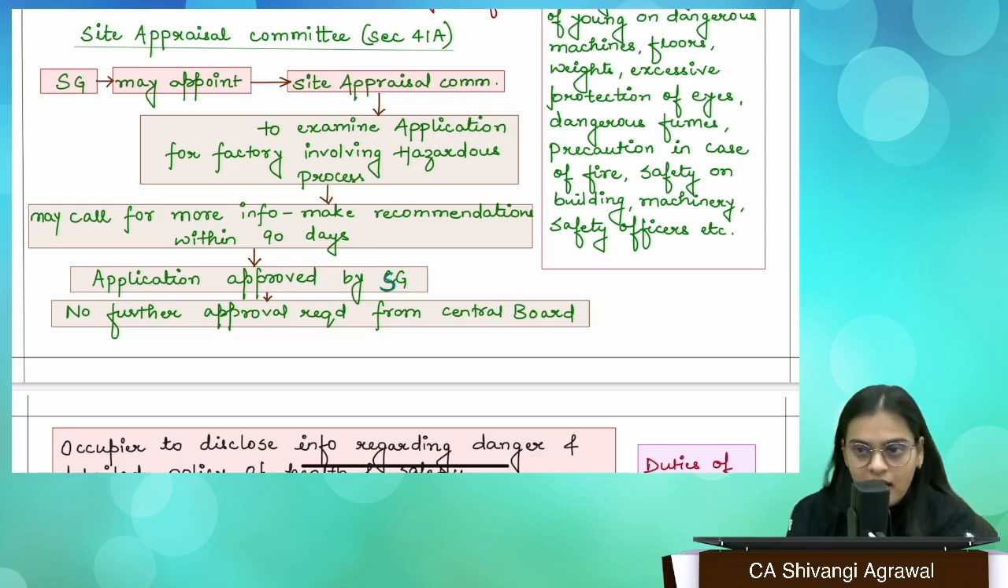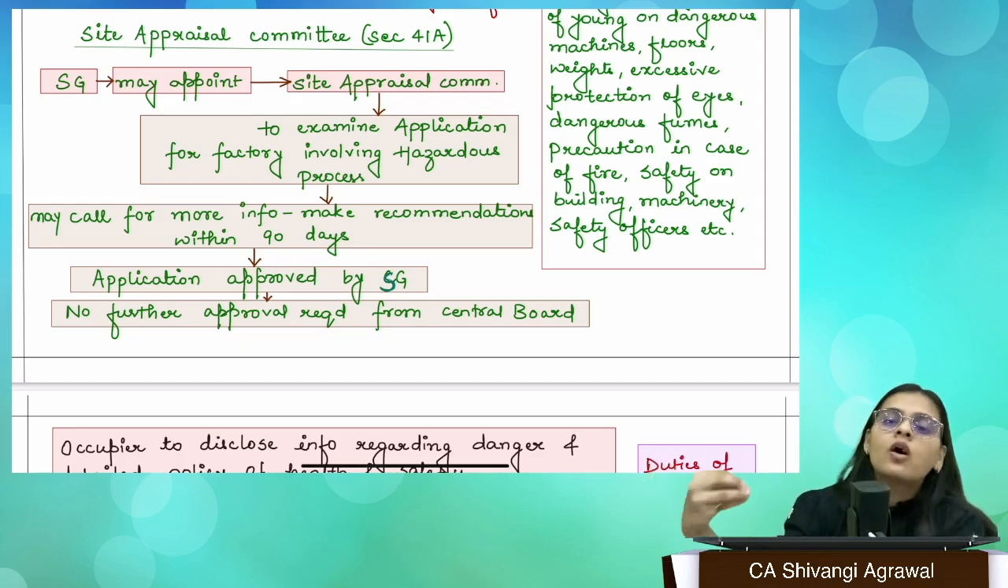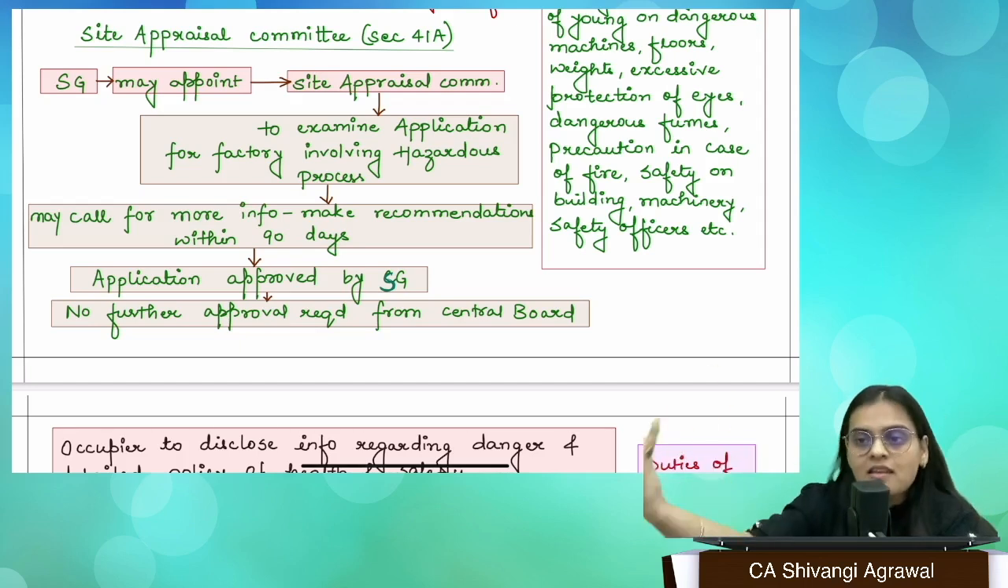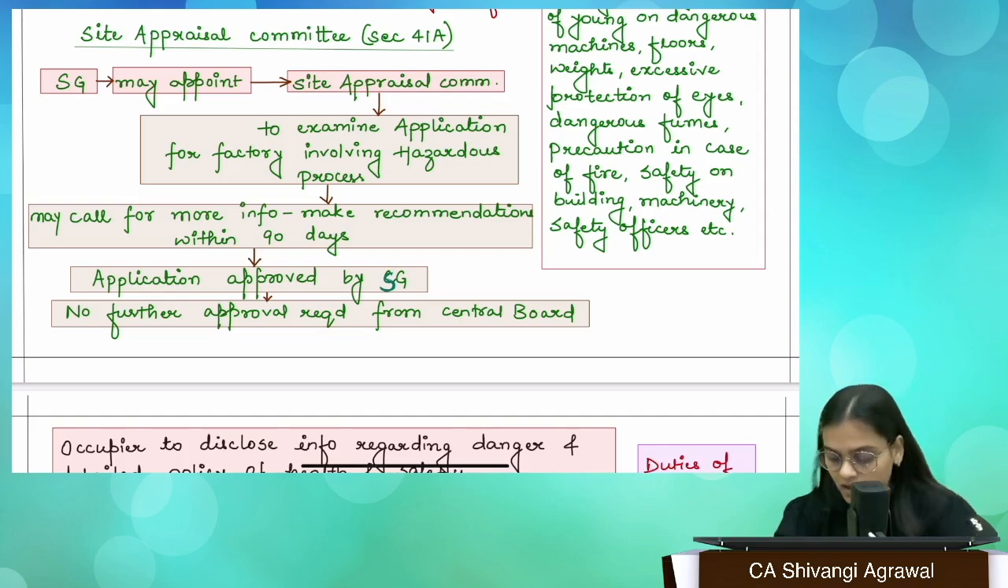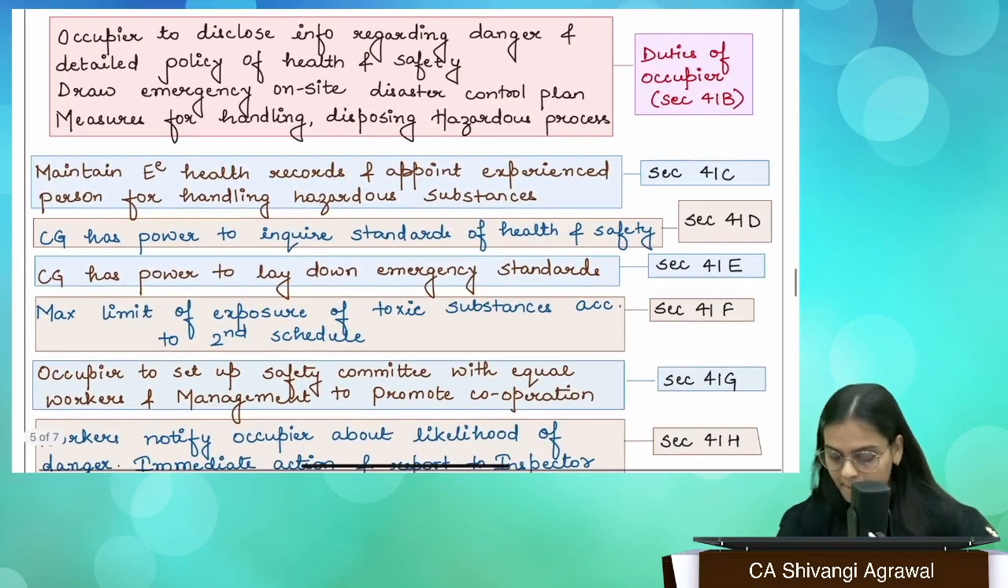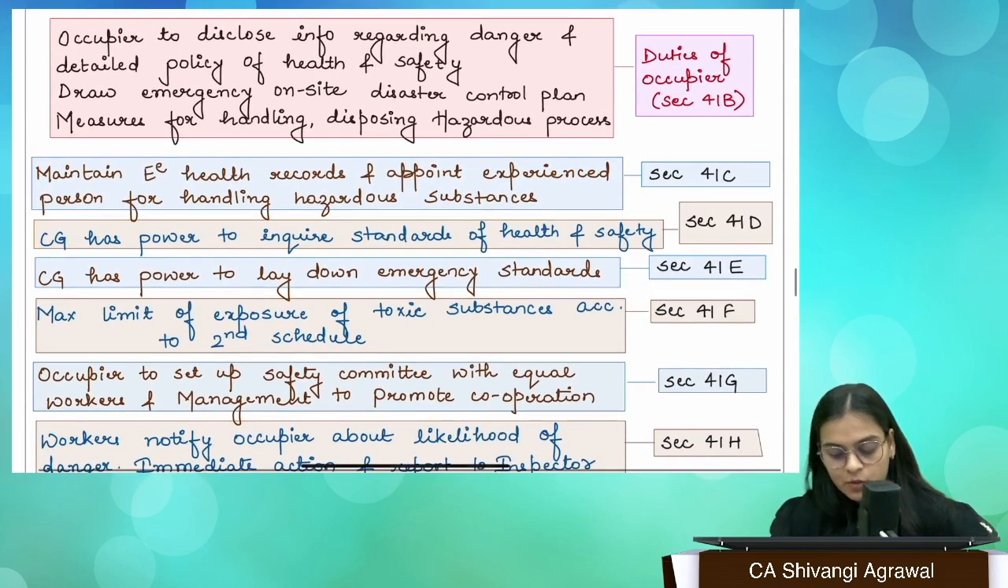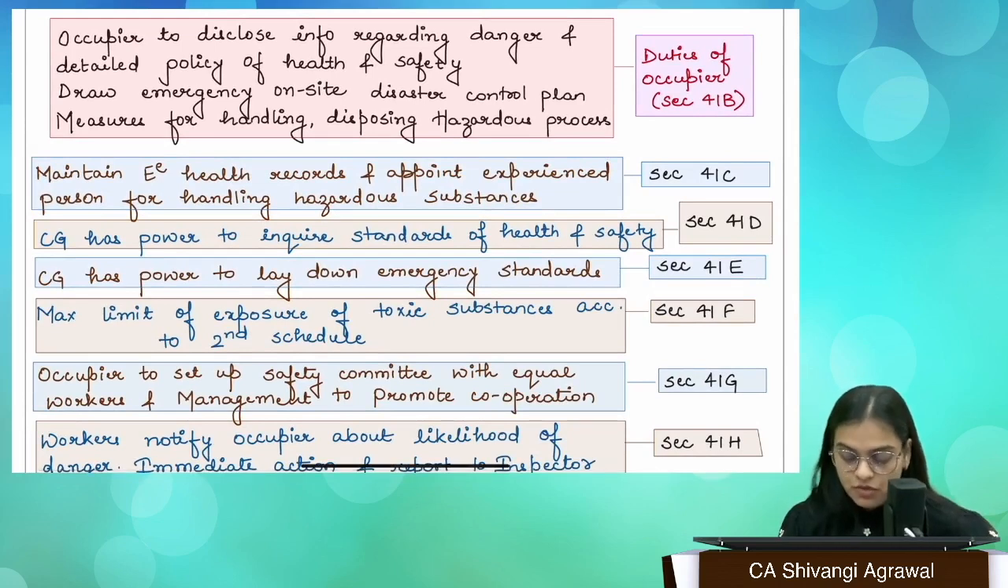Or we have the Air Act, because this is going to emit or dispose of some gases in the environment, right? So we don't need that. We don't need any such further approval. Okay. Then duties of occupier, I've already told you in general what are the duties of occupier that we read over there.